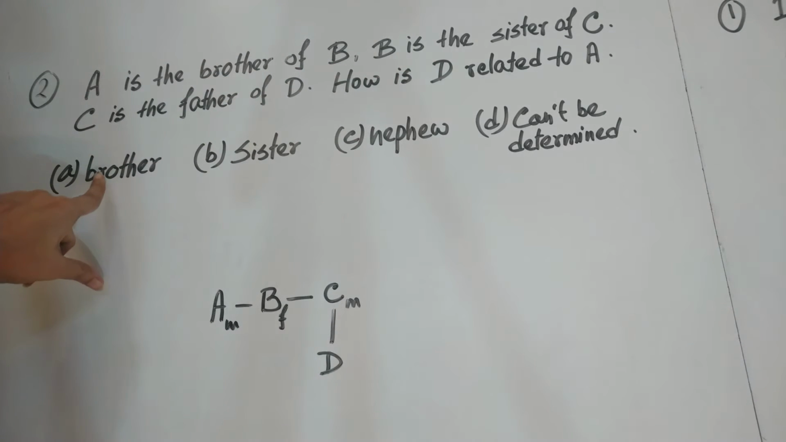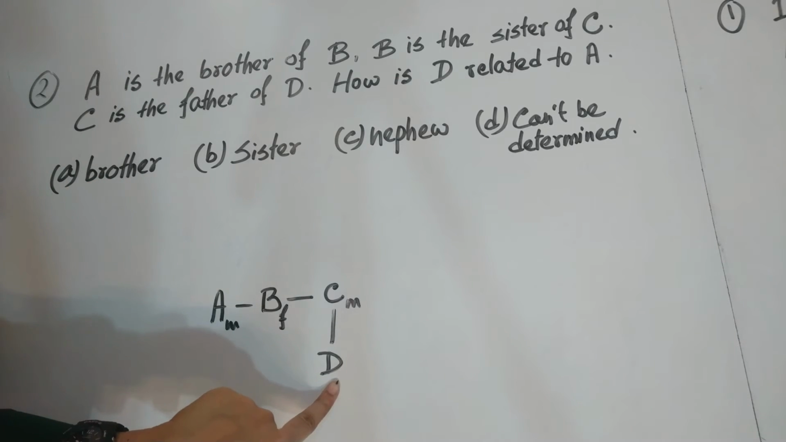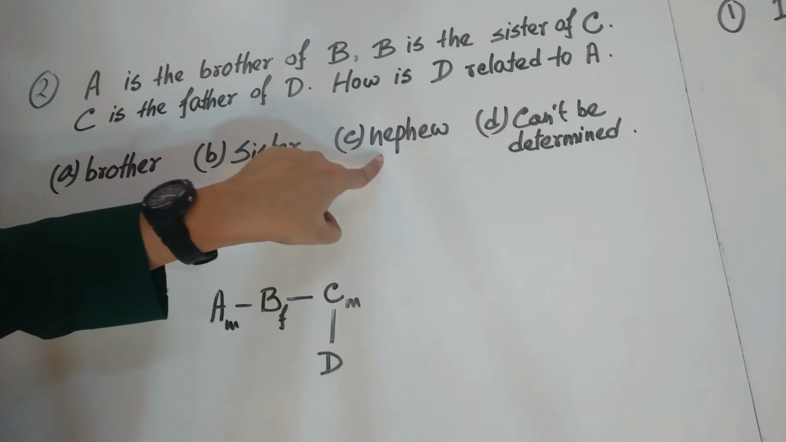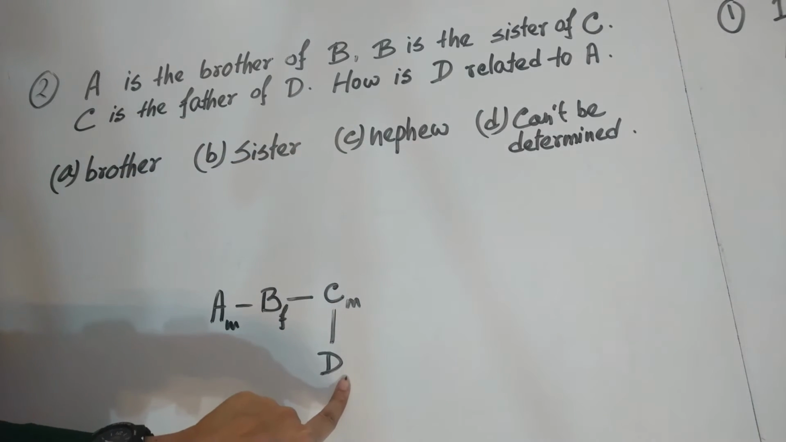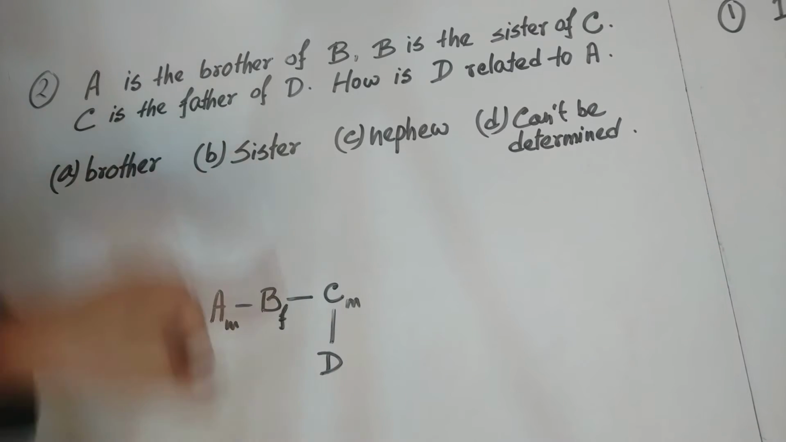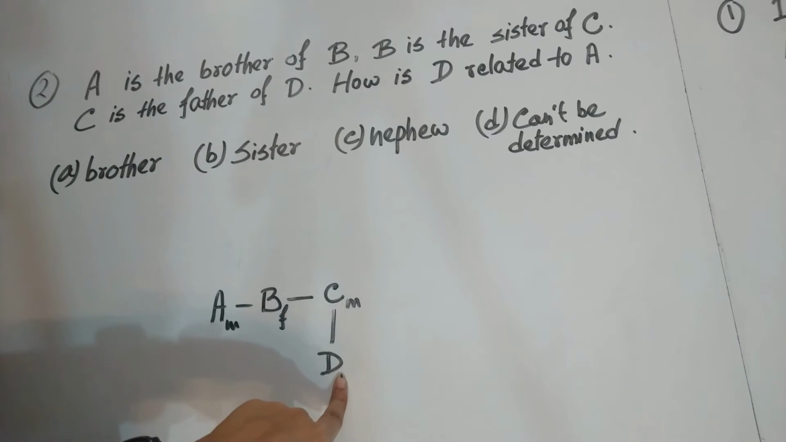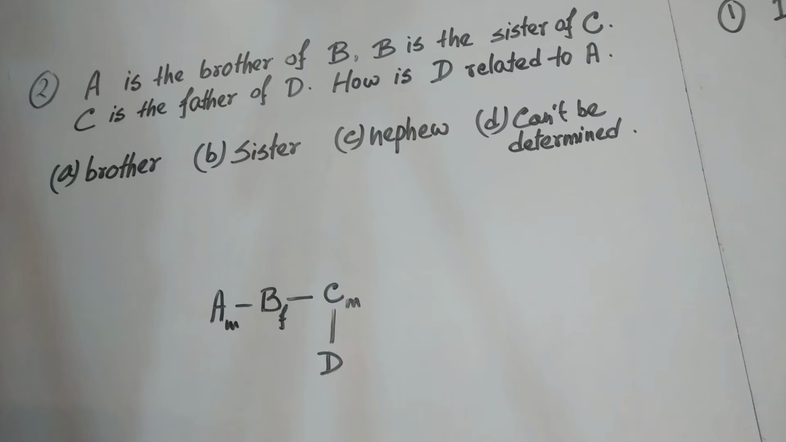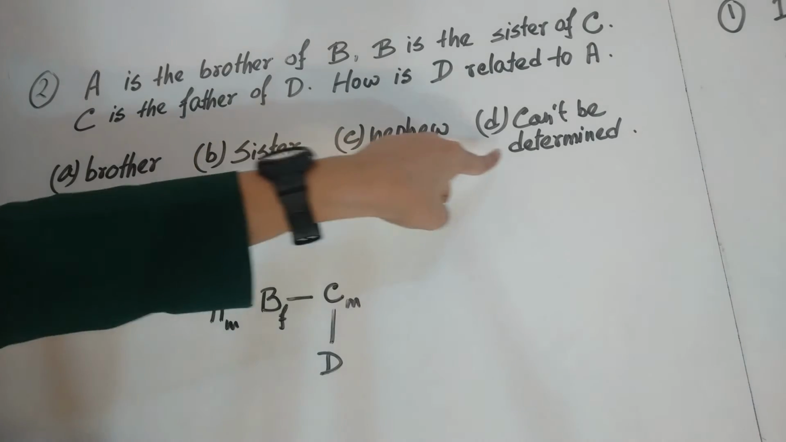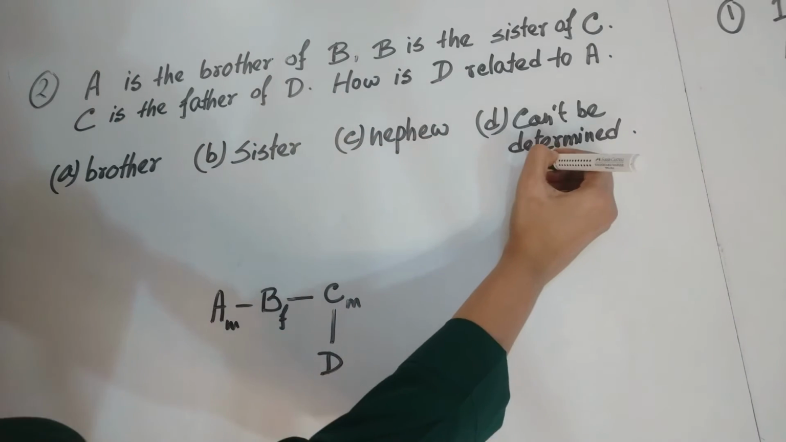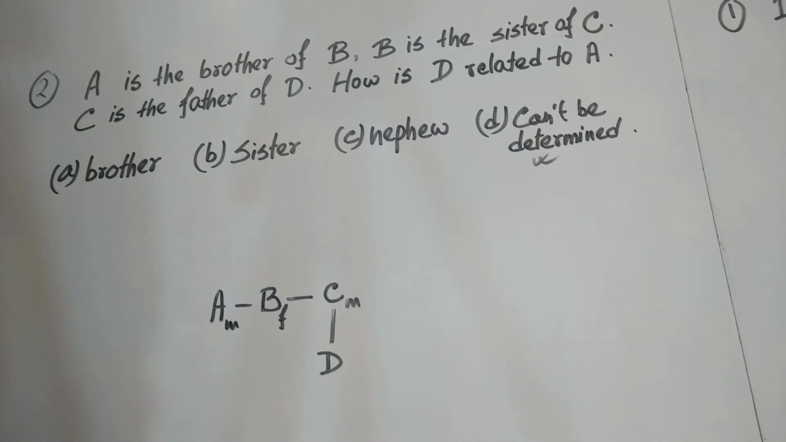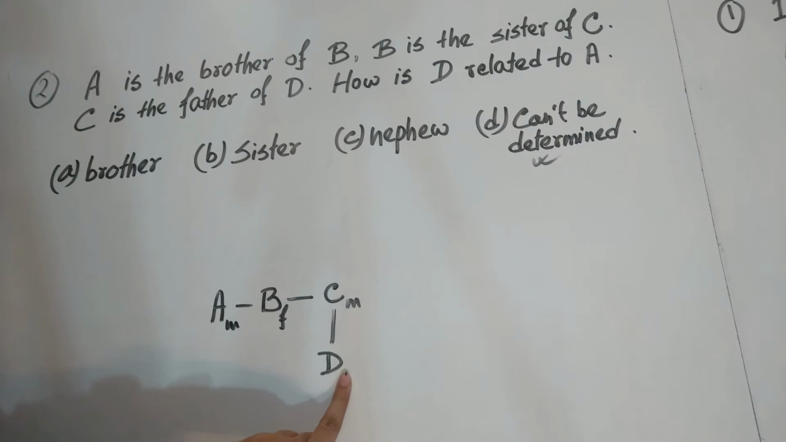Okay. Now look at the options. Brother, no, D belongs to the next generation. Sister, no. Nephew, yes, he can be the nephew, but here we cannot determine the gender of D. So he can be niece as well. So can't be determined will be the answer, because we cannot determine the gender of D.